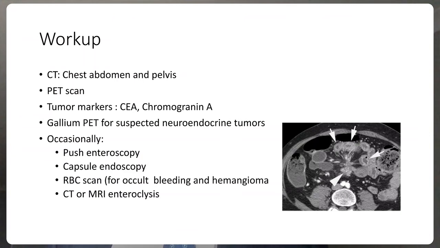Now, occasionally the diagnosis can be challenging in patients who do have non-specific abdominal pain or ongoing diarrhea or ongoing iron deficiency anemia from occult blood loss. They might need to be investigated further.